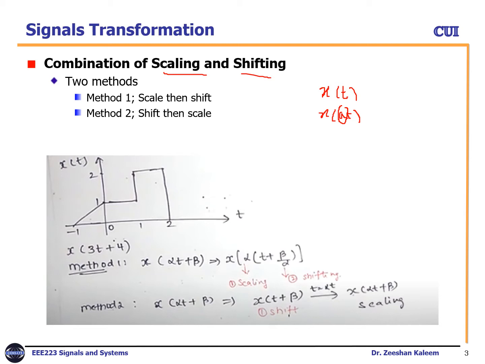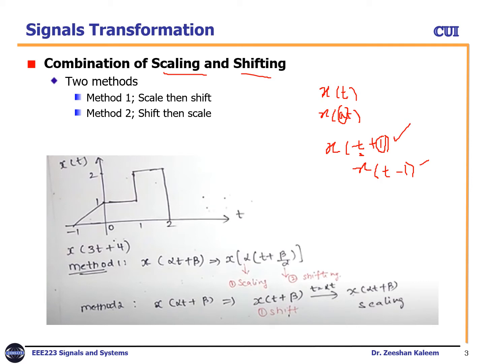And what about shifting? For example, if we have a signal like x of t plus 1, then it means that we are shifting the signal to the left by 1, not right by 1, sorry, left by 1. And if we have a signal like x of t minus 1, it means that we are shifting the signal to the right by 1. So it is kind of a delay, right? And this one is advanced.